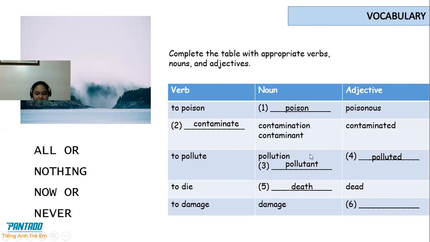Death. Death. One more time. Death. Very good. And continue. The last is death. Very good. And let's move to the last number.